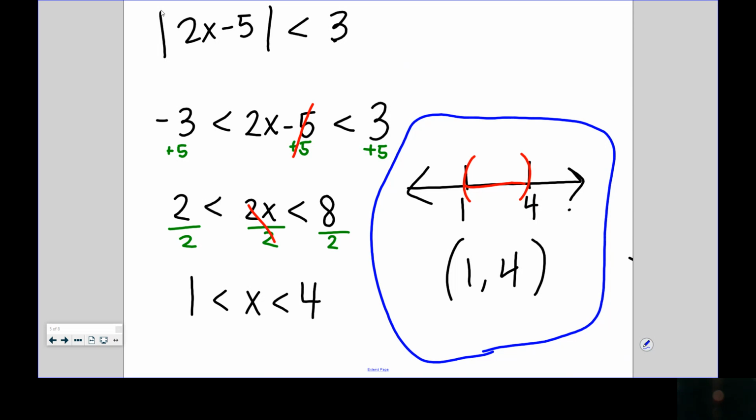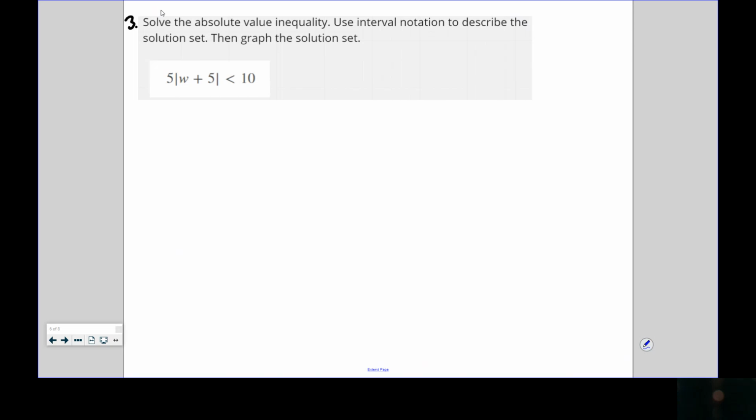I would say the most difficult part about disjunctions is the very last step where you go to write the interval notation. Everything else is pretty simple. But with disjunctions, the very last step is kind of complicated. All right, so we have another less than problem. This is number 3. Very similar directions. Solve the absolute value inequality. Use interval notation to describe the solution set, and then graph the solution set.